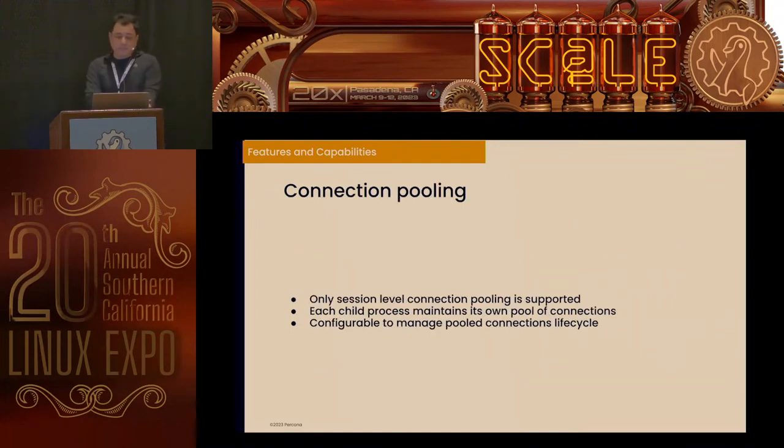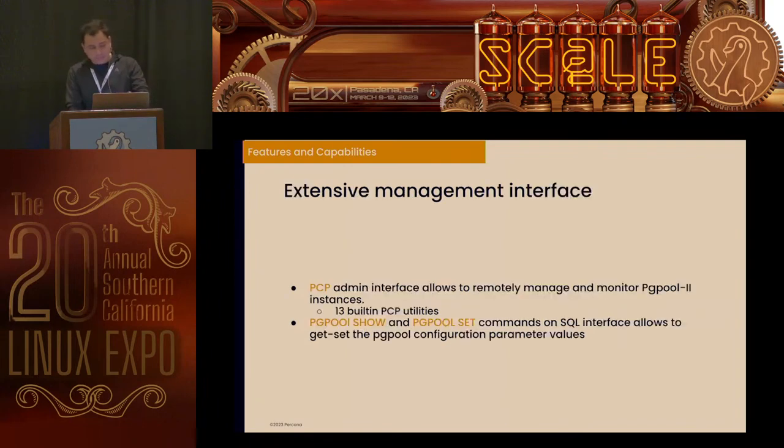Connection pooling. Although the name is Pgpool, I think it is kind of the weakest link of Pgpool. And to be honest, Pgbouncer does a lot better job than this. It is very basic as well. It only supports session level connection pooling. There's no transaction level pooling. So this is kind of a basic one. And each Pgpool process maintains its own pool of connections, which is configurable, but in terms of connection pooling, this is the weakest feature of Pgpool.